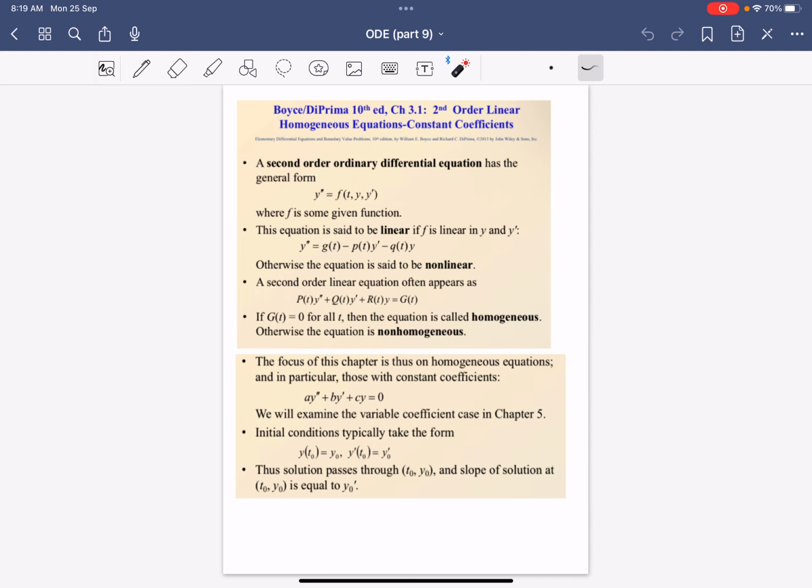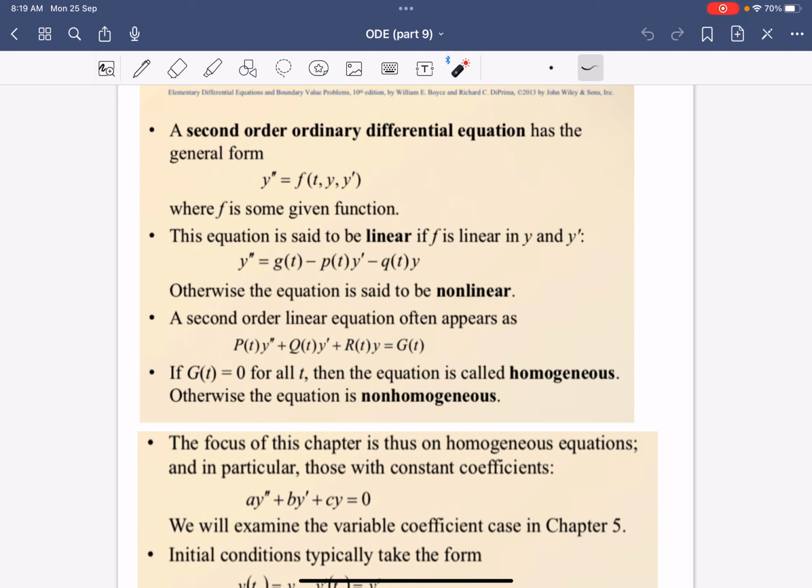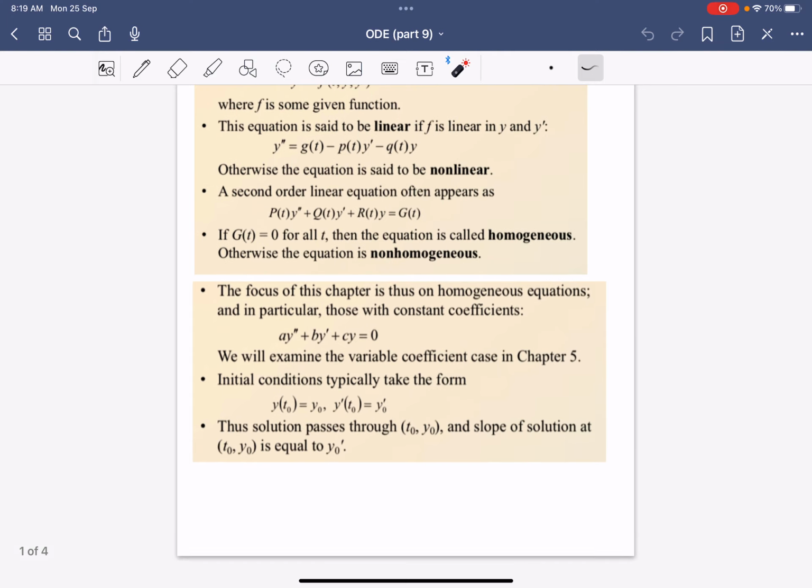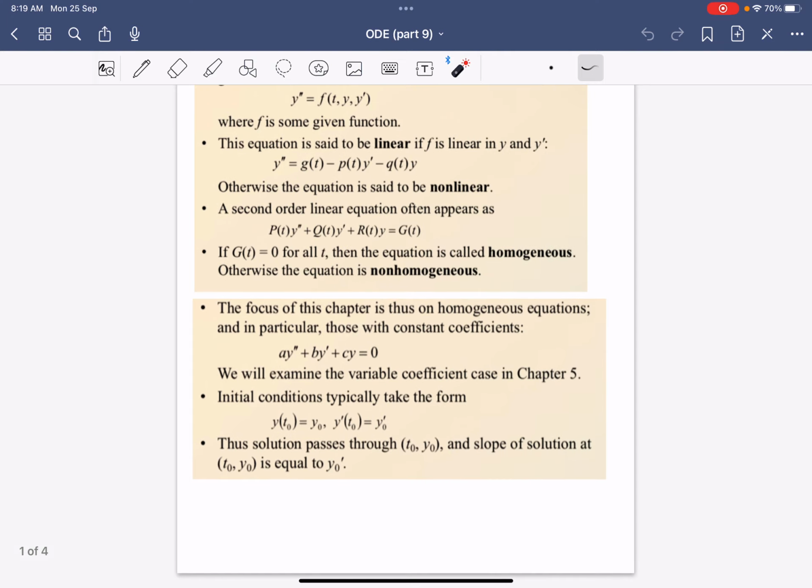To be linear, it is a similar formulation where it is linear in terms of the y's, and the t's can be in any form. Then we can say that the equation is homogeneous when the t term is 0, and non-homogeneous otherwise. We shall now focus just on the homogeneous equations first, as there is a technique to solving them.